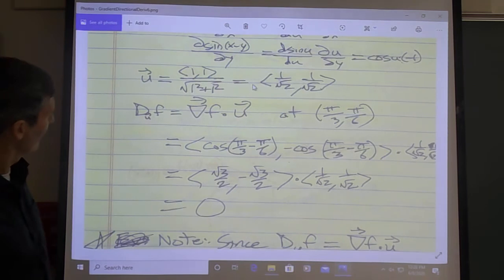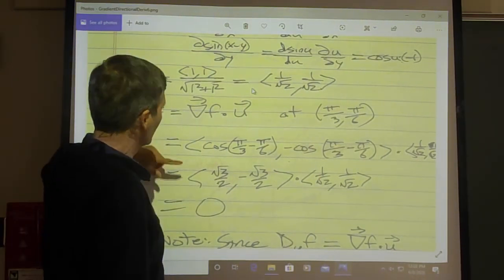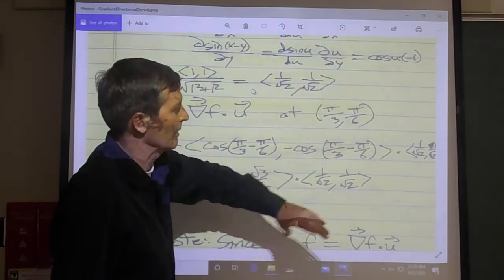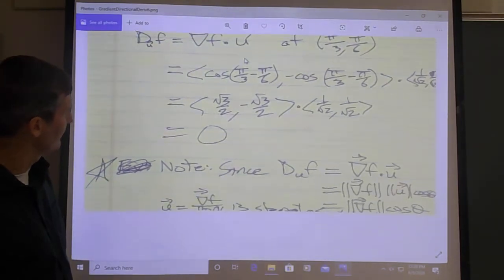Apparently the direction u moves horizontally along a level curve, because we're not moving uphill or downhill.